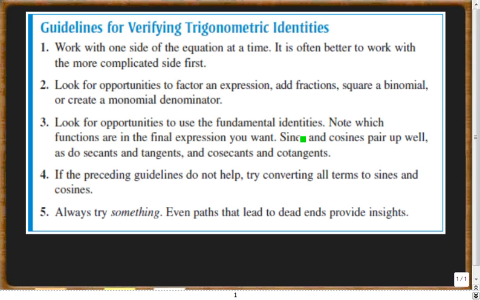Big thing is that sines and cosines go together. Secants and tangents go together. Cosecants and cotangents go together. So if you see these linked up somehow, there's probably a way to simplify those things down to a much easier term. If nothing is working, you can always convert everything in terms of sine and cosine. That exists. Everything has an identity in terms of sine and cosine.